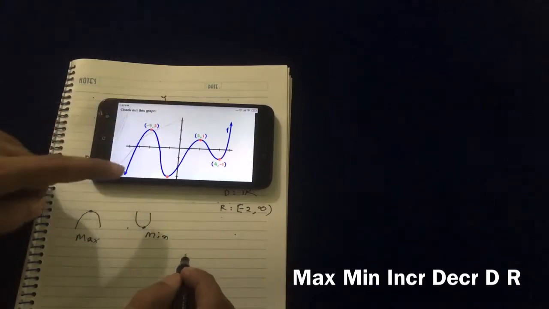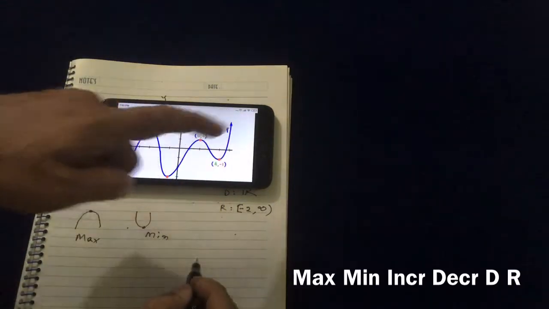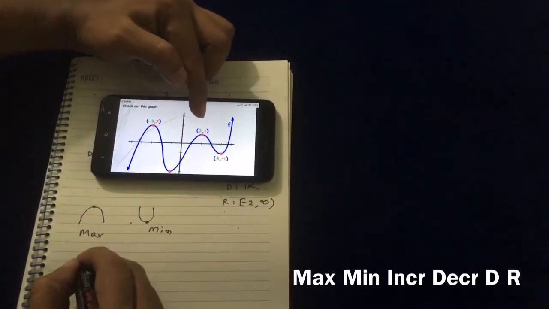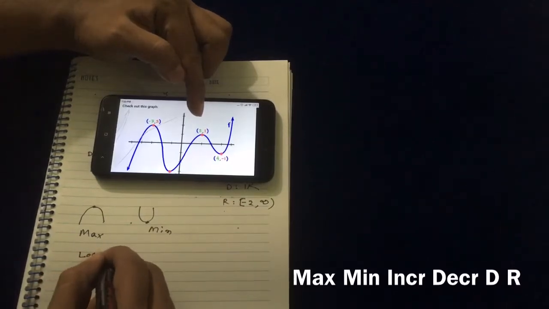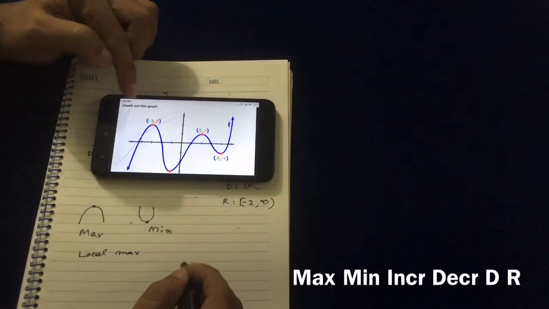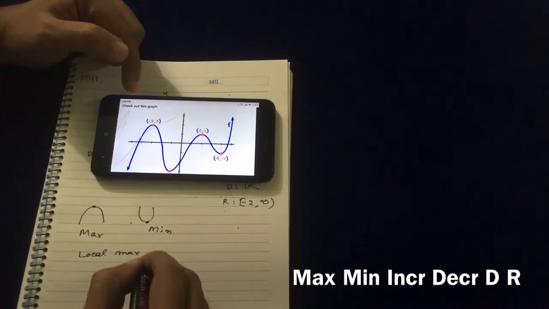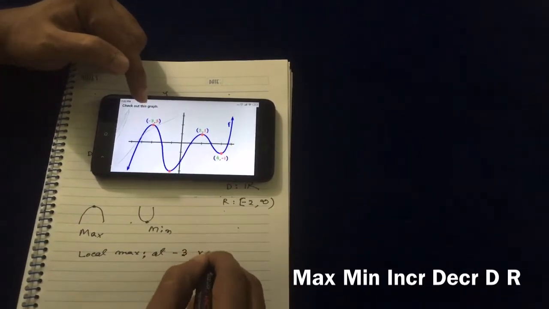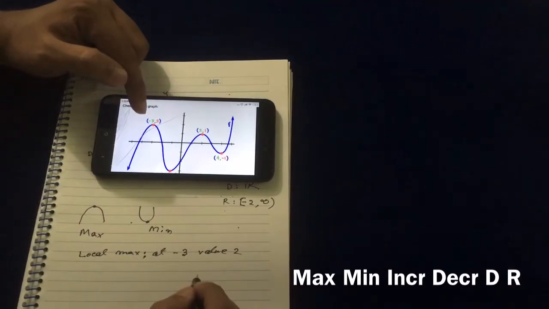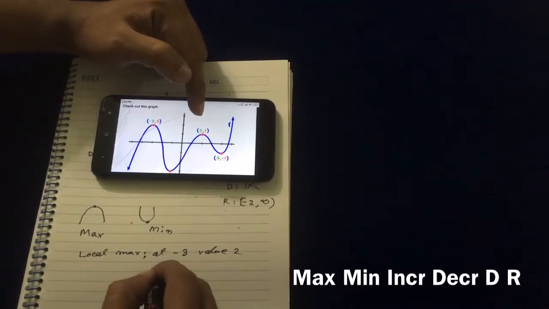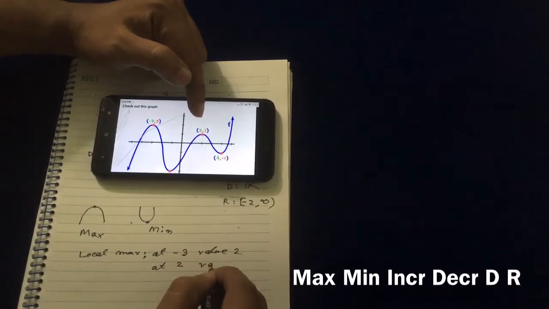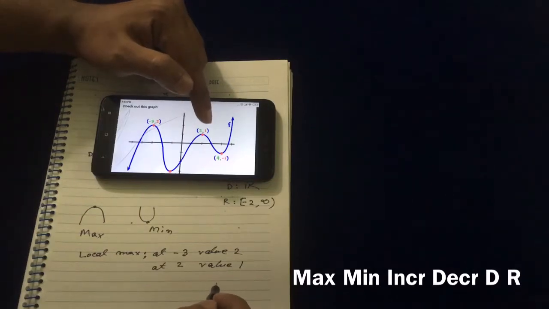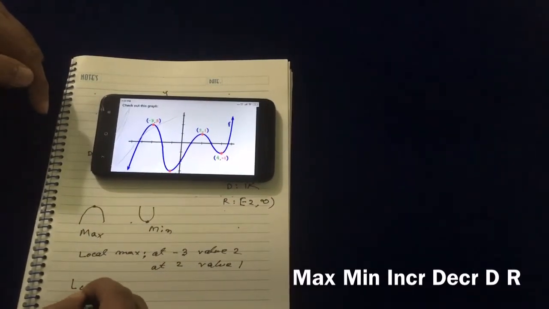See, the curve is like this, and then there is a minimum, then there is a maximum, then there is a minimum. So you see there is a maximum here, there is a maximum here, so there are two maxima. These are local maxima. Let's write it here: local max. There are two local max. One answer is at x = -3, value 2, then at x = 2, value 1. The 2 is the x value and the other is the y value. Then local minimum.